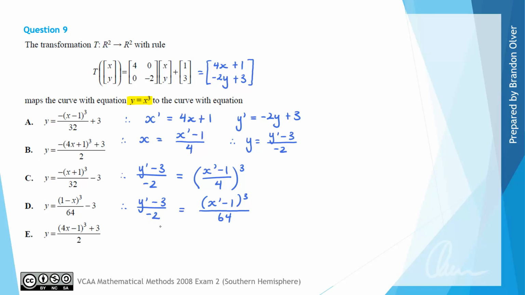Then we can multiply by negative 2, so that gives us y dash minus 3 is equal to negative x dash minus 1 cubed divided by 32. The last thing is just to add the 3. Therefore, our new equation, which I might call y1, is going to equal negative bracket x subtract 1 cubed divided by 32 plus 3. We can identify that that is option A. So that's the correct answer for this question.